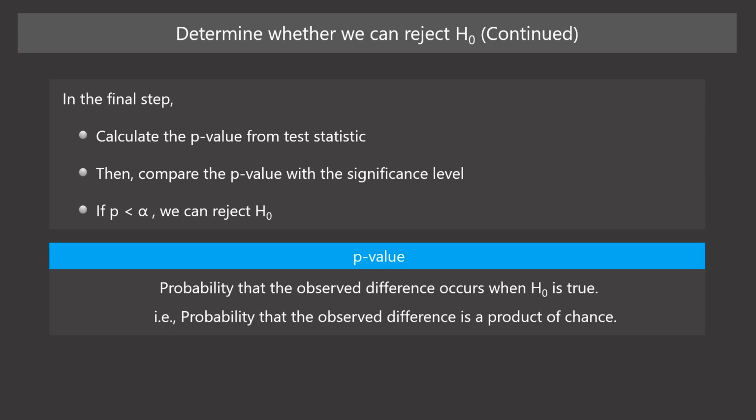By definition, p-value refers to the probability that the observed difference occurs where the null hypothesis is true. In other words, p-value represents the probability that the observed difference is a product of chance. The lower the probability that the difference is a product of chance, the more probable that we observe a real difference. So, the lower the p-value, the more likely the observed difference is a real one, not a product of chance.